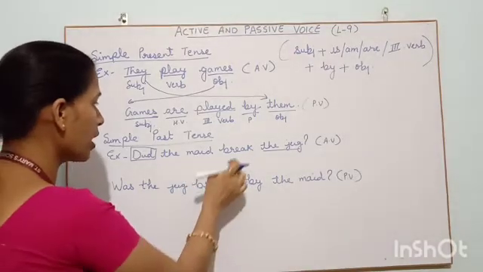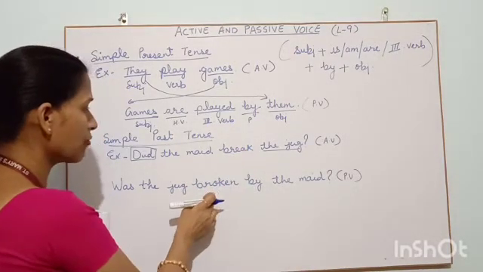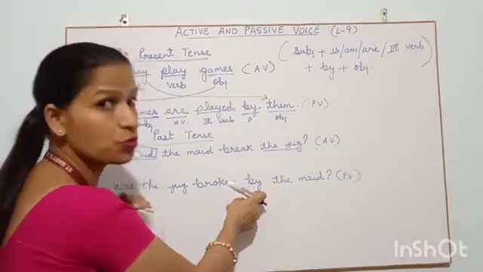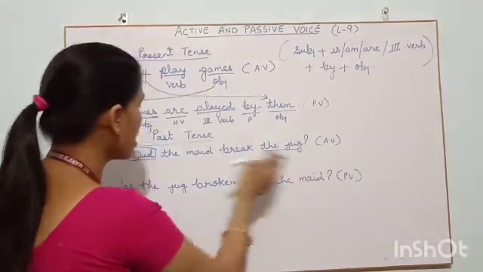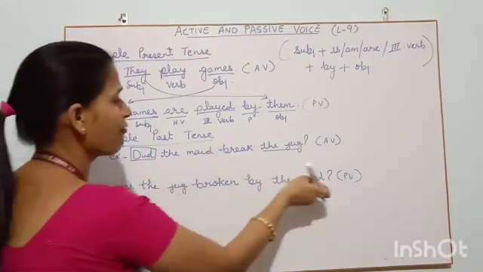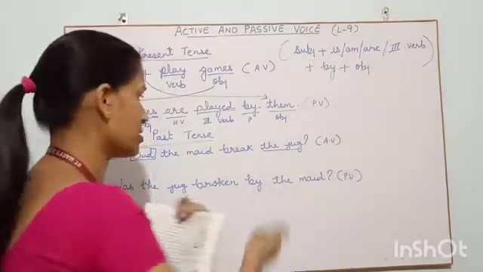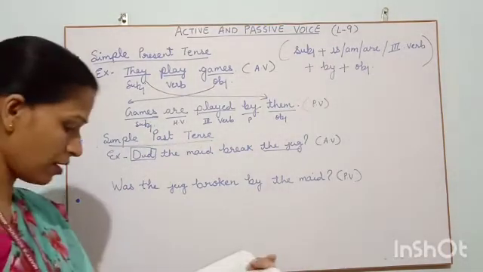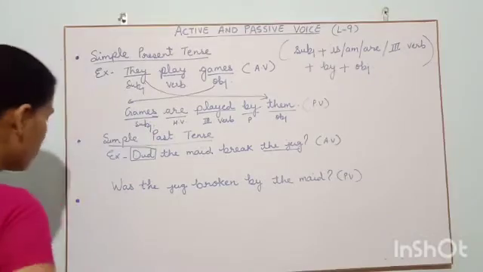What we will be doing? We will just take the third form of break, that is broken. By is the preposition which we use. Then the maid was your subject, so I have made it the object in the passive voice. These two things are clear to you. Now we will switch to the future tense, that is simple future.